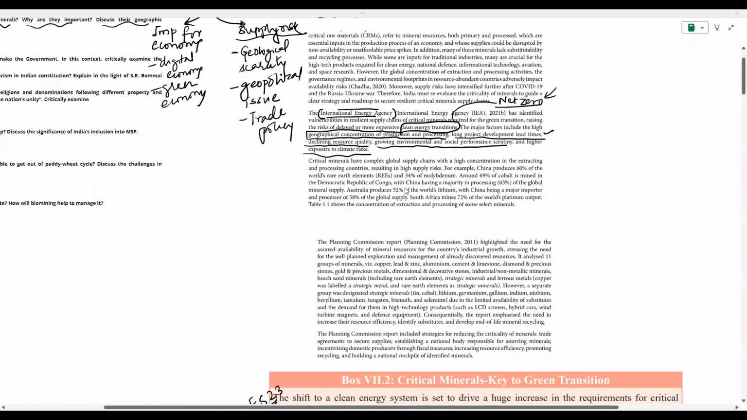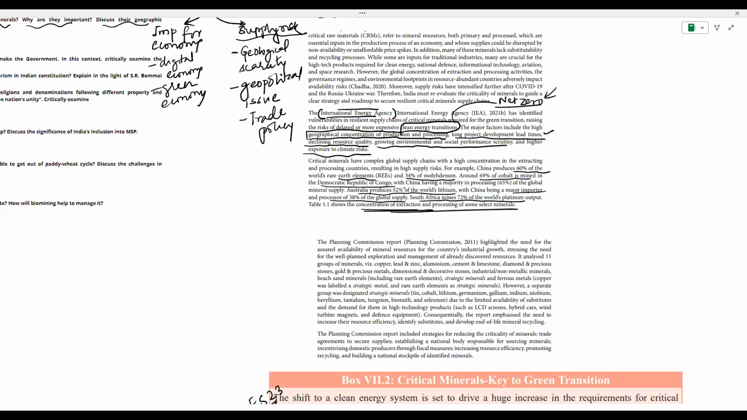Let me show you here. China produces 60% of rare earth, 34% of molybdenum, and 69% of cobalt comes from the Democratic Republic of Congo. Australia produces 52% of lithium. China is a major importer and processor of 58% of global supply. South Africa produces 72% of platinum. You see the concentration in extraction and processing.